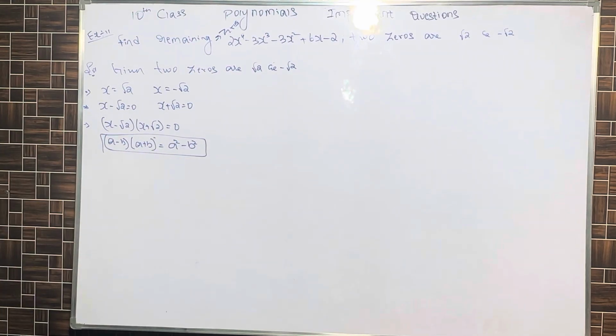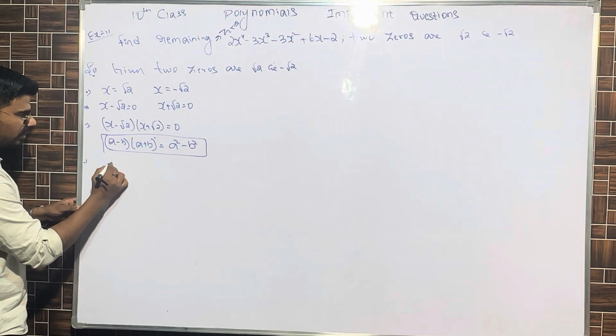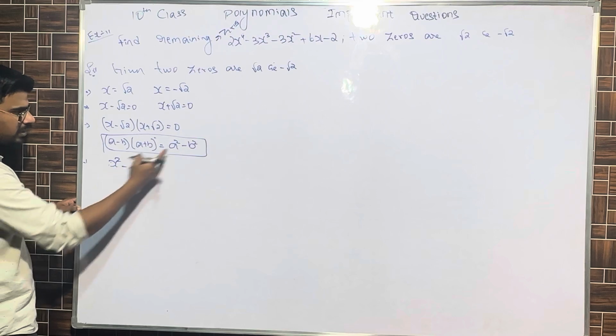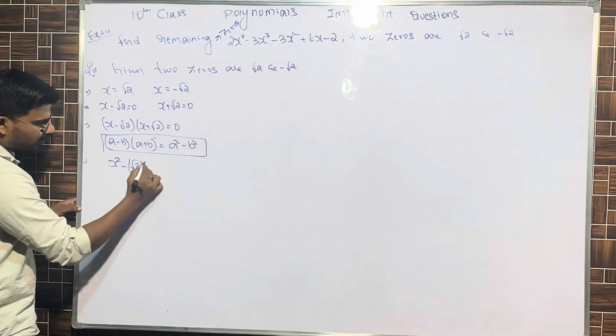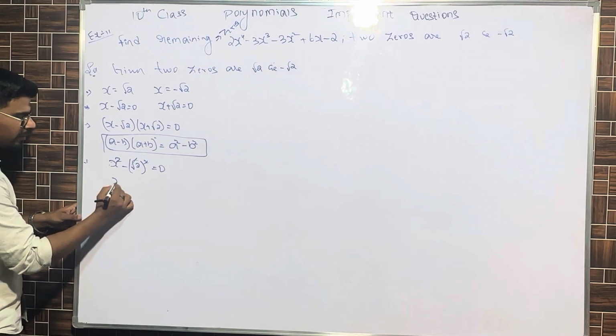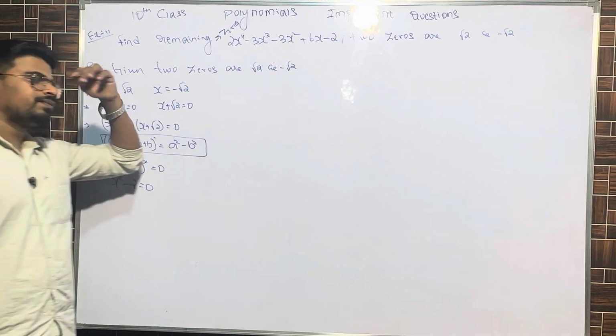What's the value of a? a is x, b is root 2. So here it is x square, a square minus b square, in the sense root 2 whole square. A square minus b square is equal to 0. Square and root get cancelled. It will become x square minus 2 is equal to 0. So now we have the divisor.